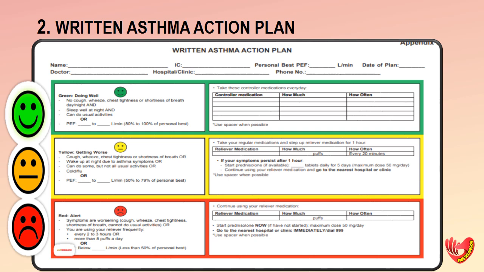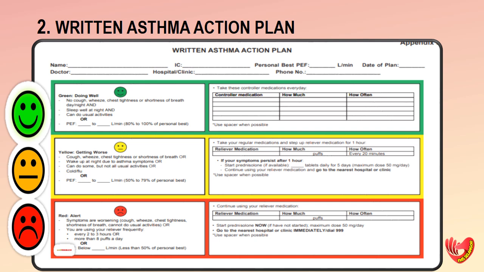The green zone is when you are doing well and your asthma is in control. The patient takes their normal medications and their peak flow is around their best reading. The yellow zone is when your asthma is getting worse. They require the reliever inhaler more than usual, and it is not lasting for hours. If there is no improvement, they can take prescribed prednisolone tablets. If symptoms are worsening, they can visit the nearest clinic.